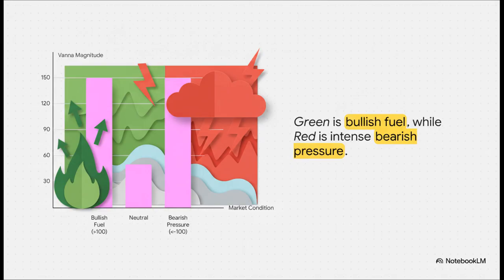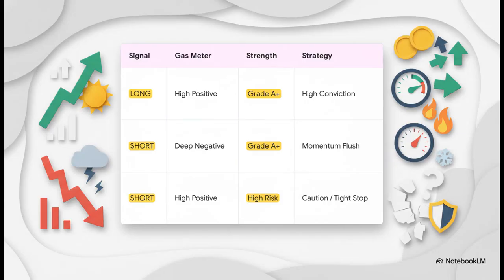On the dashboard, we visualize this as the gas meter, and it's super simple. A green bar means Vanna is highly positive. That's bullish fuel. A red bar means Vanna is deeply negative, and that signals intense bearish pressure, a situation where any little spike in fear could trigger a huge wave of forced selling. So here's the bottom line. Vanna tells you how much conviction you should have in a trade. If you get a long signal from our blueprint and the Vanna gas meter is green, well, that's not just a grade A setup anymore, that's a grade A+. That move has fuel in the tank.